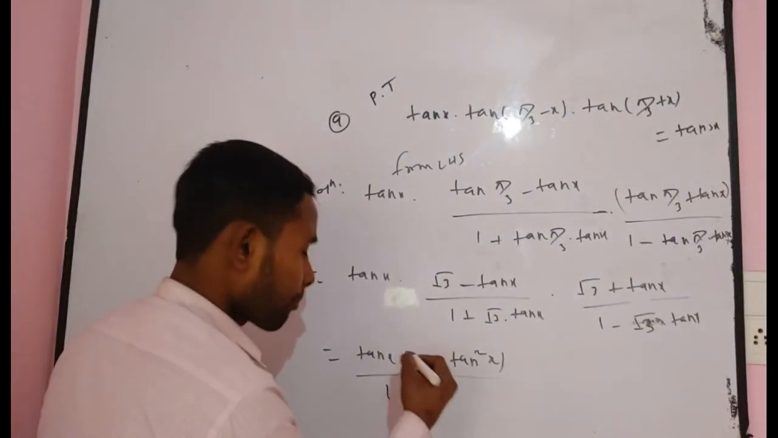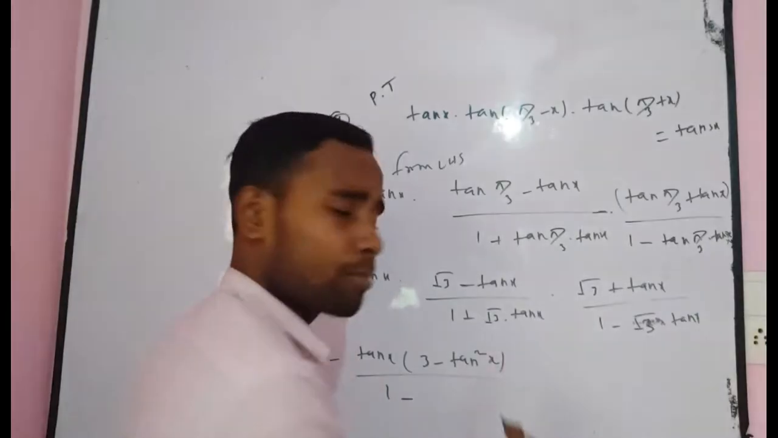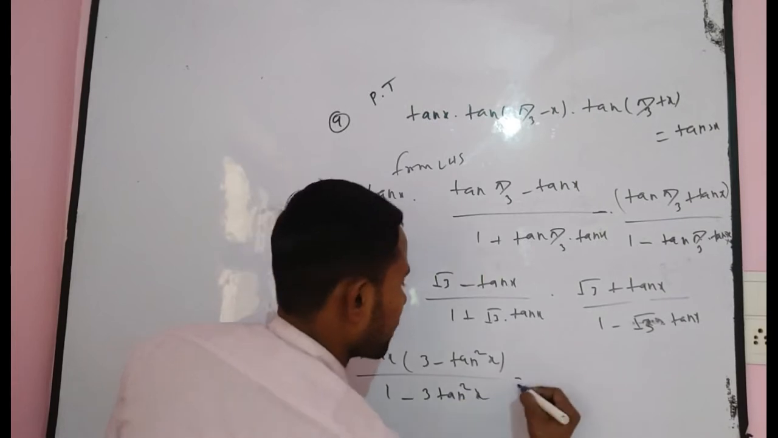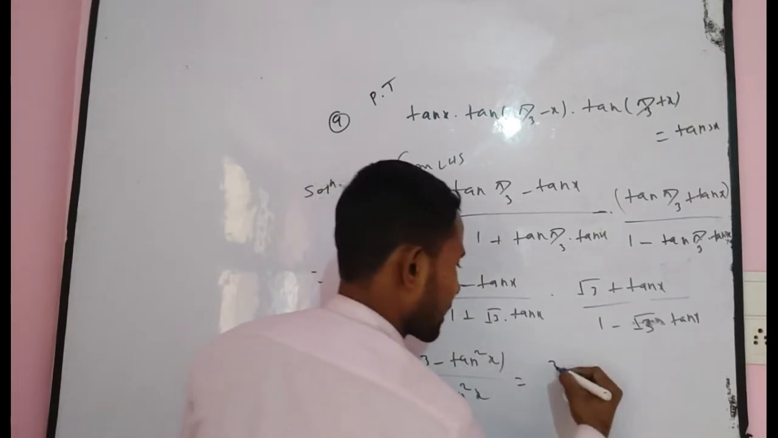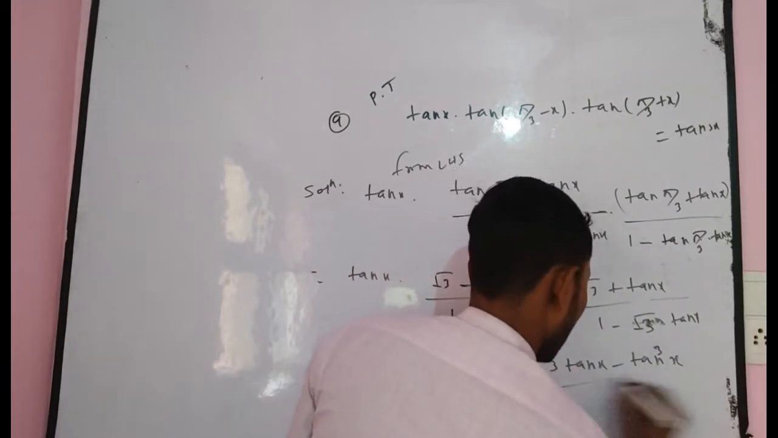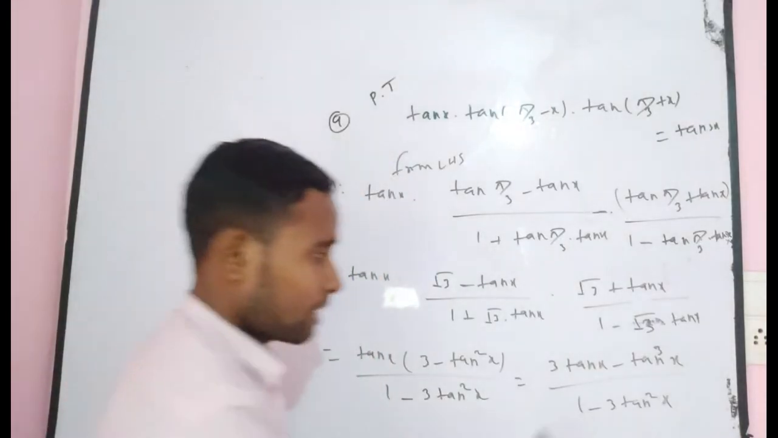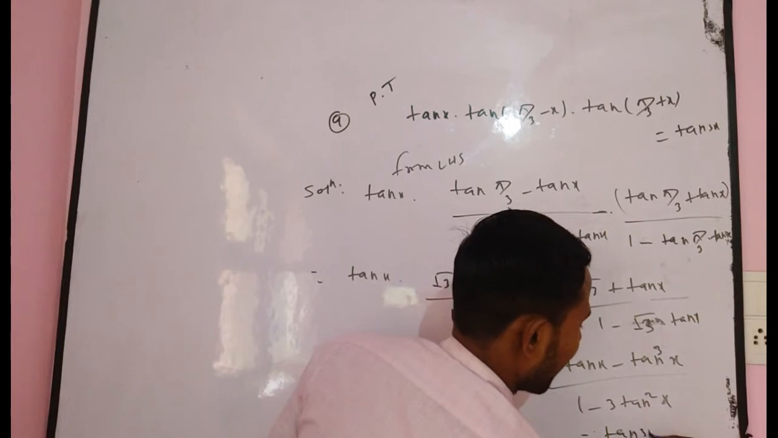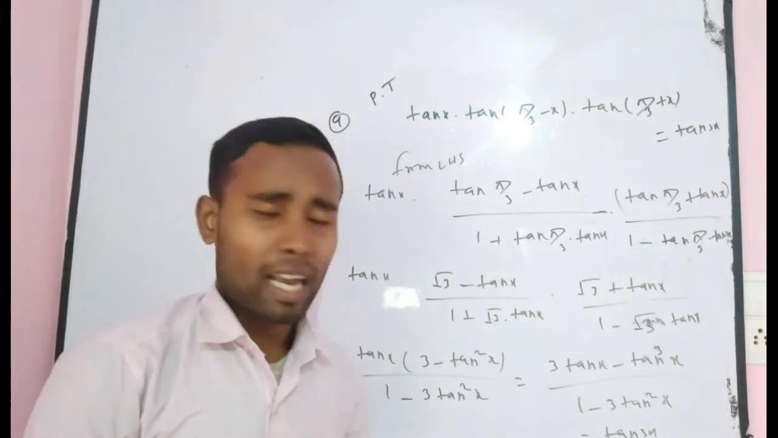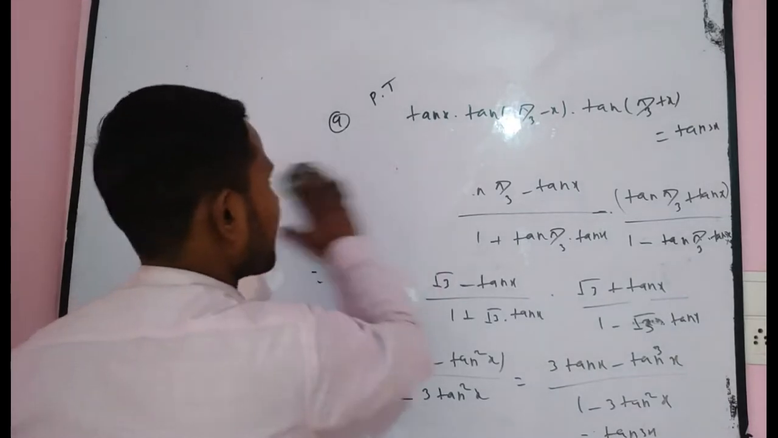That will be 1 square minus root 3 tan x whole square, that means root 3 whole square is 3 and tan x whole square will be tan square x. So simply you can write 1 minus 3 tan square x, which is equal to tan x into (3 tan x minus tan cube x) divided by 1 minus 3 tan square x. This is also equal to what? Tan 3x, because I already know tan 3x is equal to 3 tan x minus tan cube x divided by 1 minus 3 tan square x. I think you understand this problem. Now I will take the next examples.